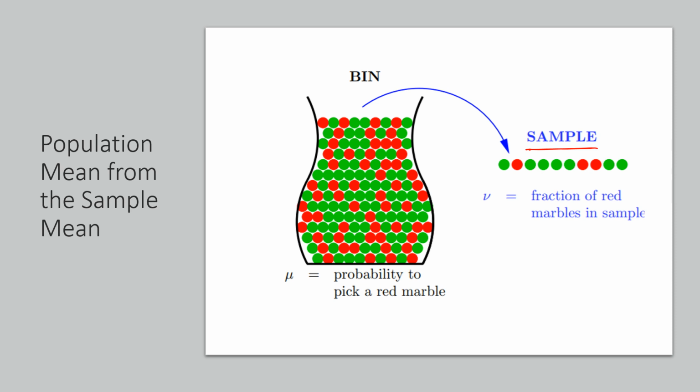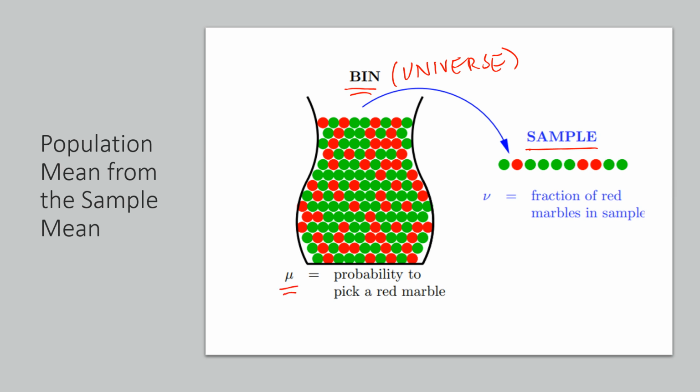So here we have a bin, which is this universe. So this is all the data that we have, right? So this is the universe. Consider this bin as a universe of red and green marbles. So it has infinitely many red and green marbles. We don't know how many, okay? And the proportion of red and green marbles in the bin will always be such that if we pick a marble at random, the probability that it will be red is denoted by mu.